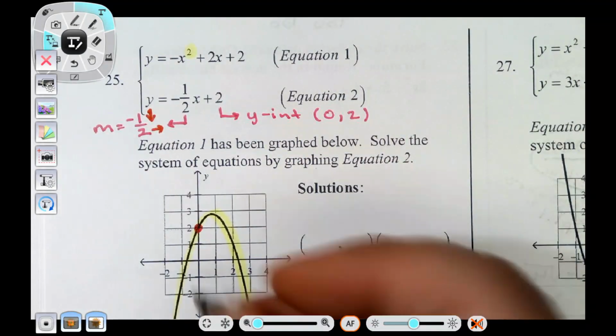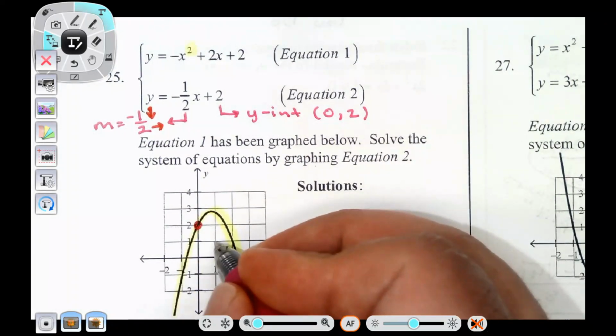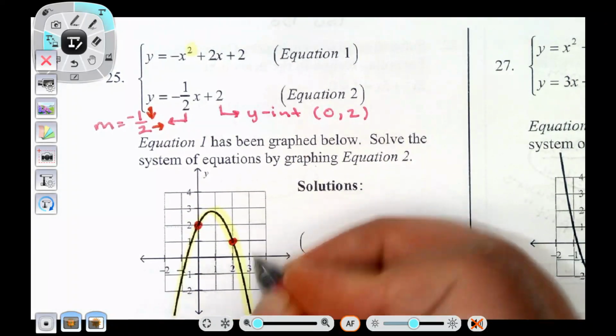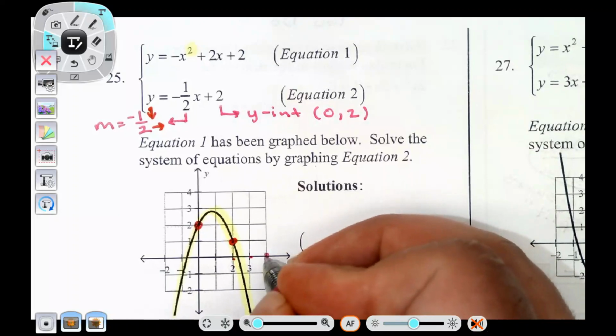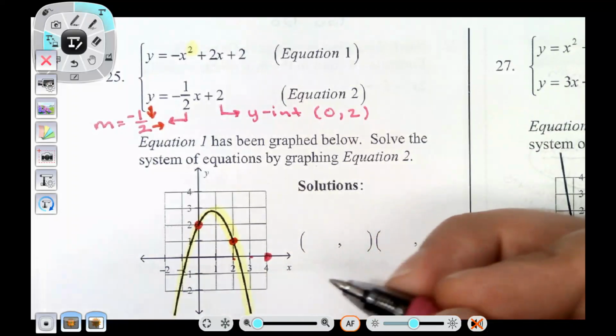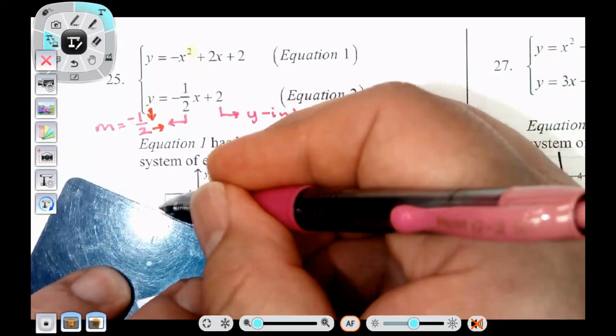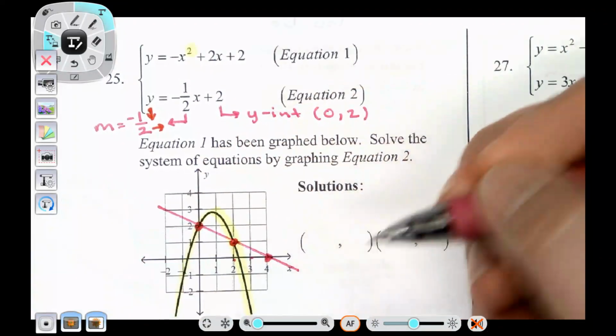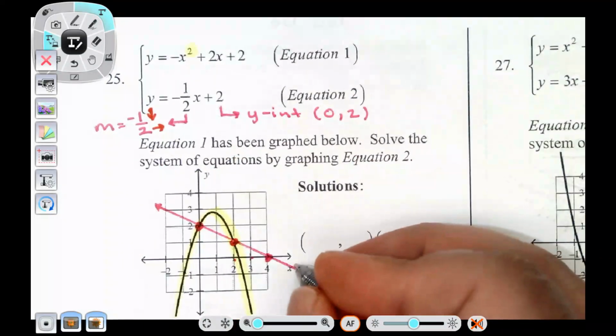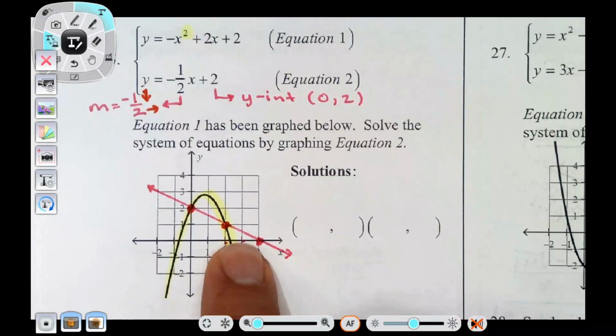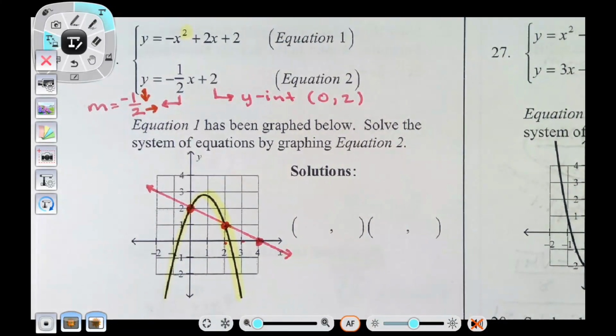So I'm counting down 1 over 2. And look at that. We already see where we made contact. Down 1 over 2. Bring something to make a straight line with. And there's the graph. But remember, this question wasn't necessarily just about graphing. It's about finding the points of intersection.